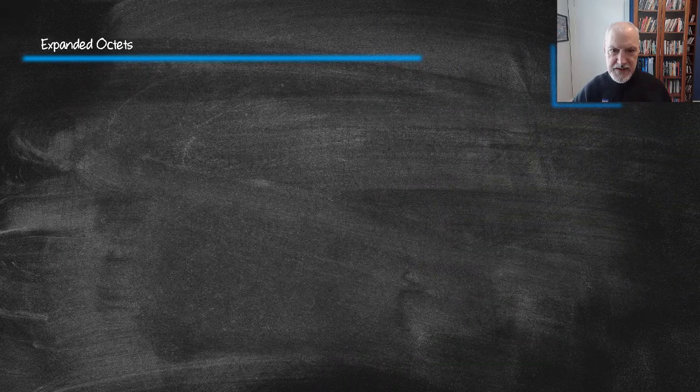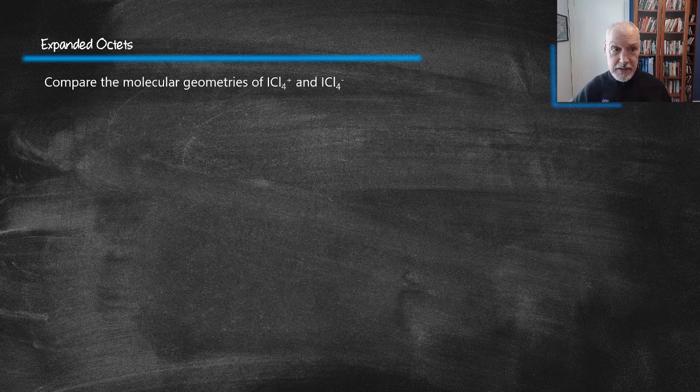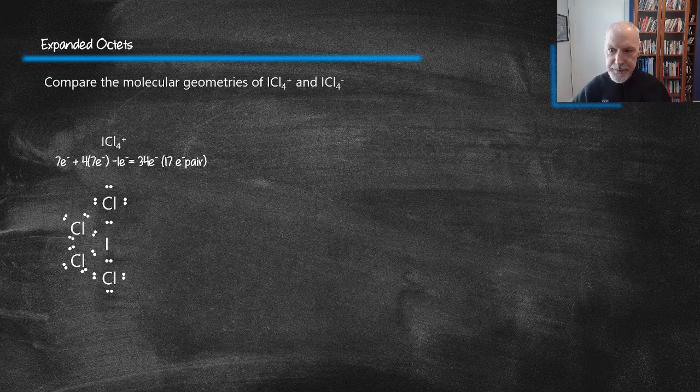Let's try a question based on these geometries. Compare the geometries of this anion and this cation. I'll start off with the cation, with the positive charge. We'll determine the number of electrons available, and in this case, 34, or 17 pairs. Iodine goes in the middle, surrounded by 4 chlorines. Bond the chlorines to the iodine, complete their octets, and at this point I've used 32 electrons.